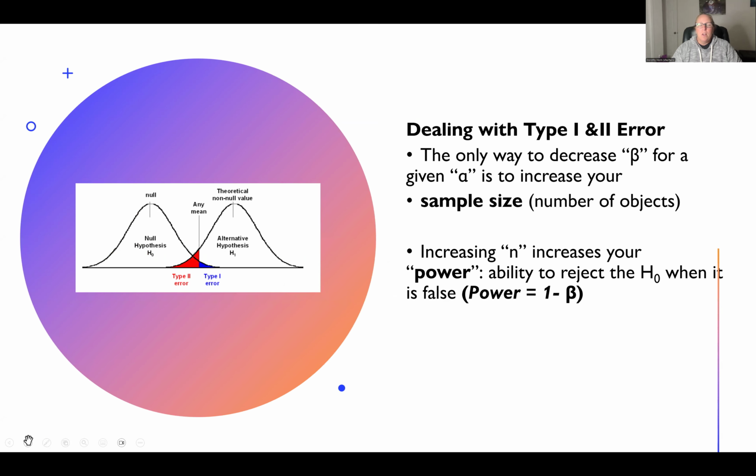Dealing with these, the only way to really decrease this concept of having an error is to increase your sample size. So the more you increase your sample size, the higher your n is, where n is equal to the sample number, and that gives you the power to reject the null hypothesis when it actually is false, because power is 1 minus beta. All right. So it's really important to have a large sample size.